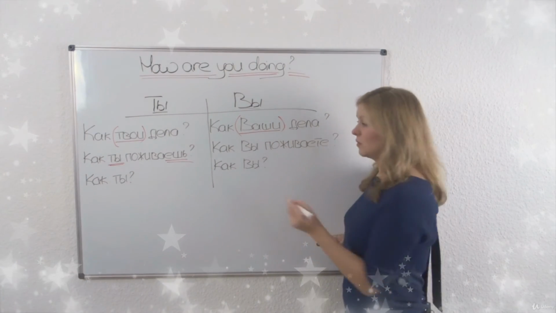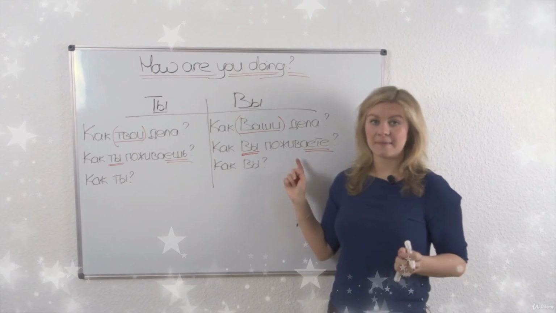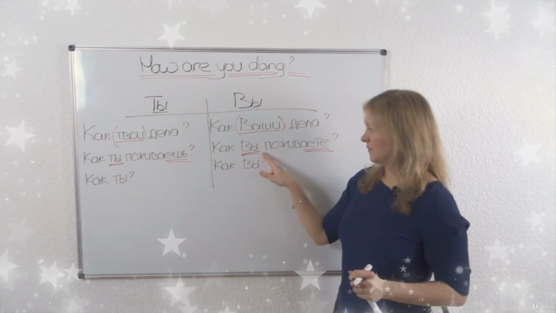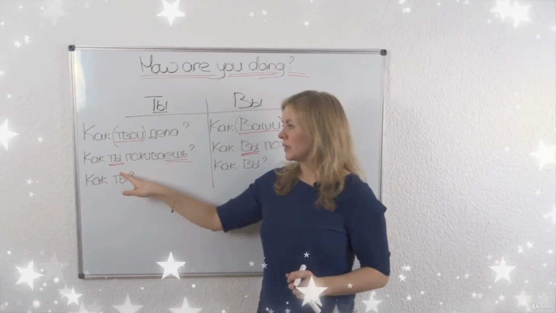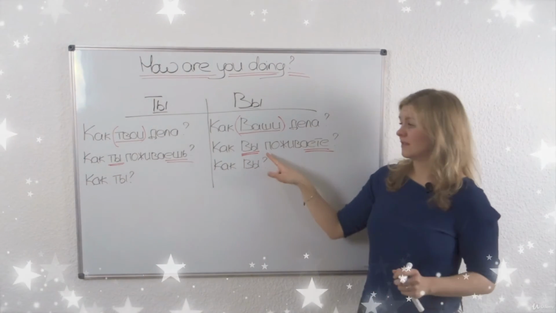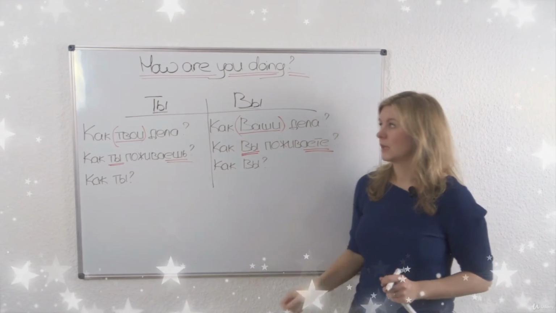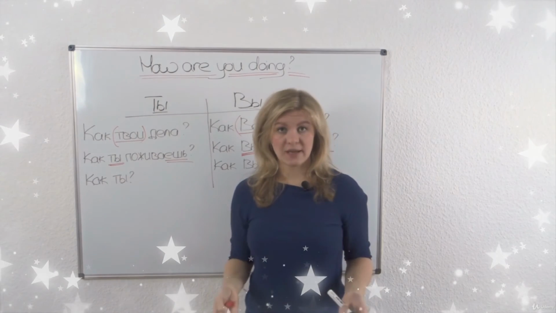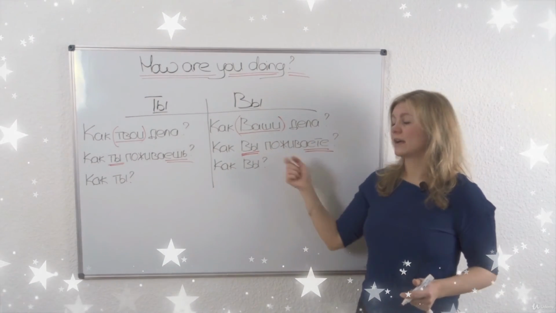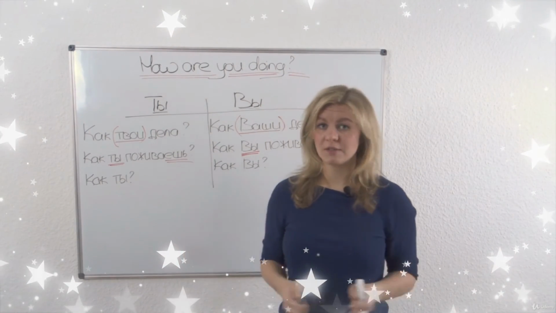Or, for the official form, как вы поживаете? So you see the difference. Ты, вы, and when we use ты, then it's поживаешь. When we use вы, then we use поживаете. So, once again, как ты поживаешь? How are you doing? How your life is going on? And the same is true in the official form. Как вы поживаете?